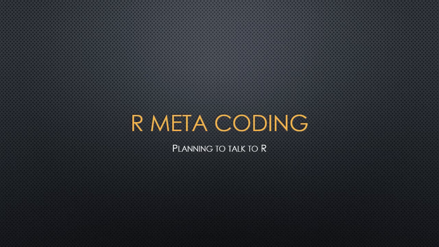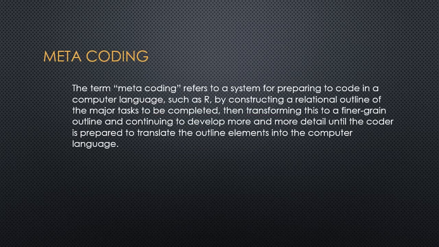What conclusions do we want our readers to take away? So metacoding is much the same way. It is planning to talk to R. The term metacoding refers to a system for preparing to code in a computer language, such as R, by constructing a relational outline of the major tasks to be completed, then transforming this to a finer grain outline and continuing to develop more and more detail until the coder is prepared to translate the outline elements into the computer language.